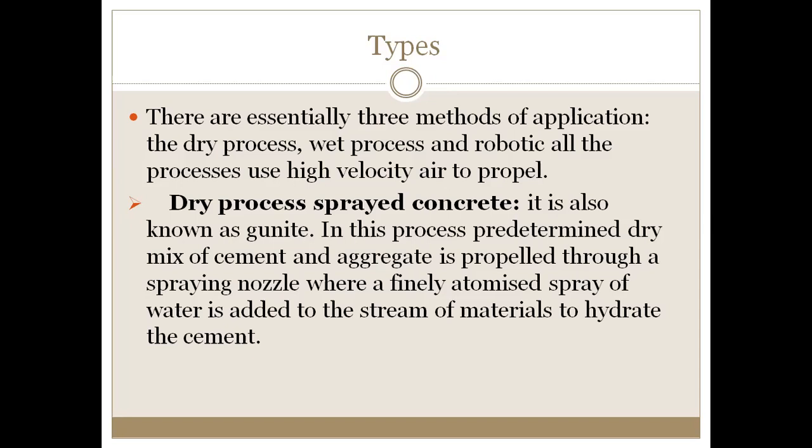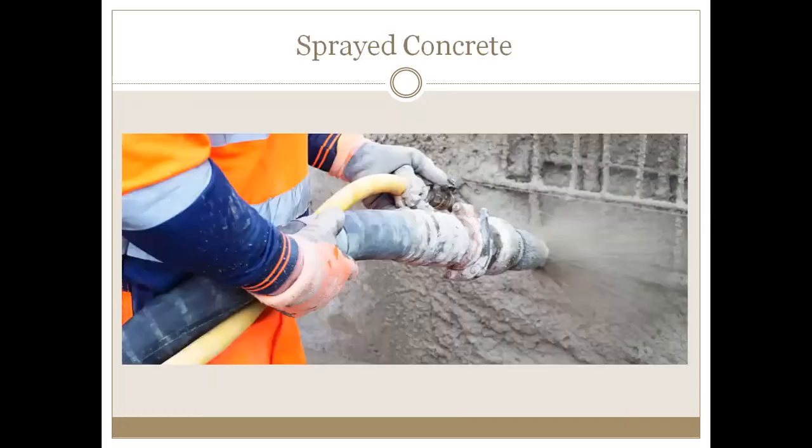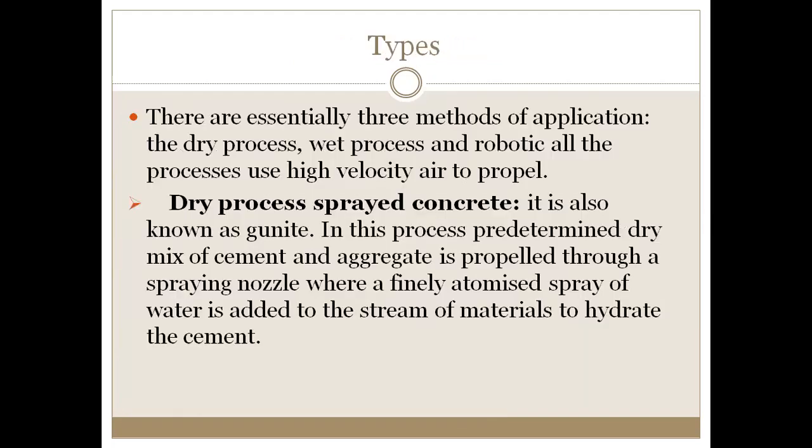Number one, dry process sprayed concrete, also known as gunite. In this process, a predetermined dry mix of cement and aggregate is propelled through a spraying nozzle, where a finely atomized spray of water is added to this stream of materials to hydrate the cement. Previously, we saw in this picture that a pipe is connected for water supply. In this picture, we can clearly see that they are using the gunite process.